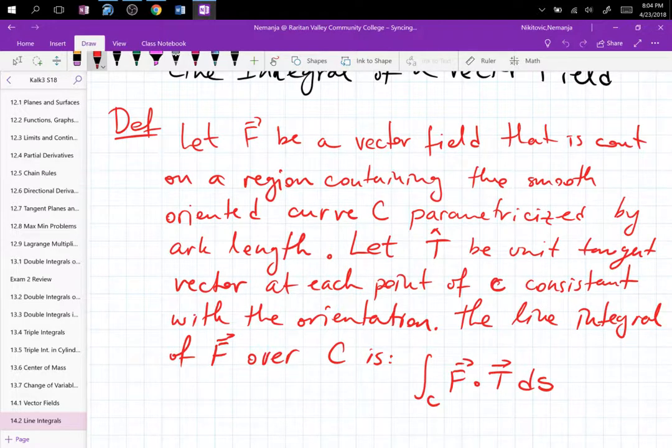vector t, if you remember at all, unit vector t is r prime divided by the magnitude of r prime, right? And then you also have the conversion from ds into dt, which gives you another magnitude of r prime. So t is r prime over the magnitude of r prime, and the conversion gives you the magnitude of r prime, so those guys cancel, right? So the whole thing is just the vector field in a dot product with r prime, because the magnitudes of r prime cancel.